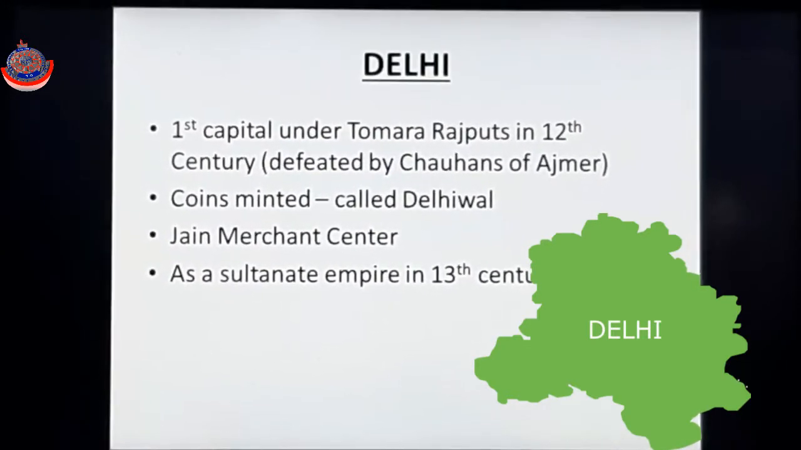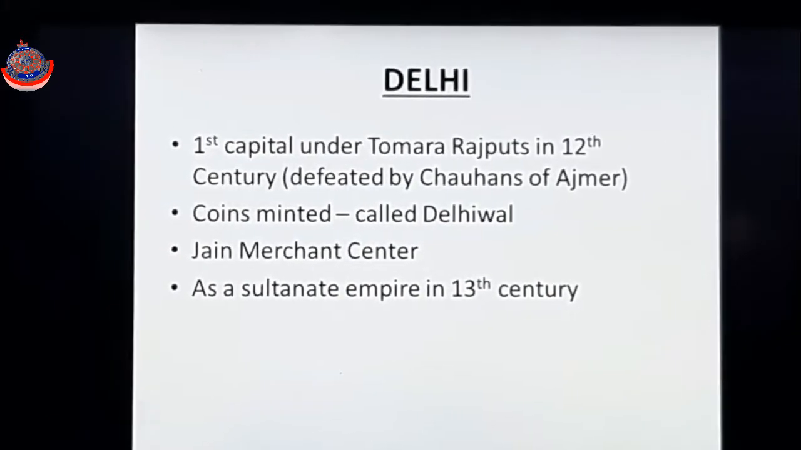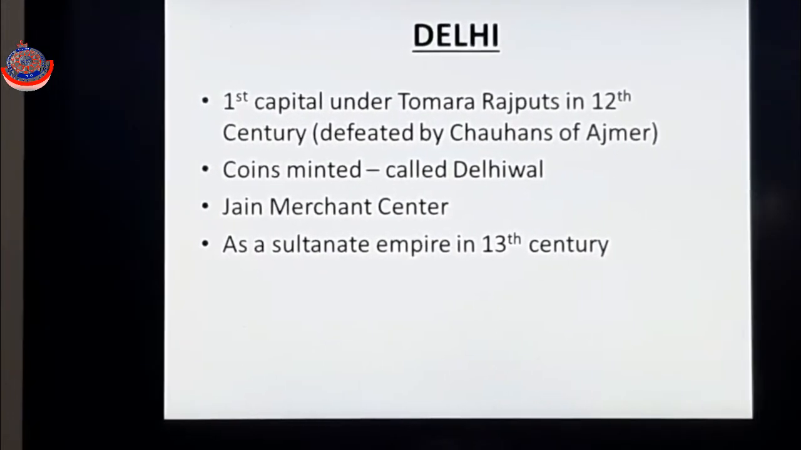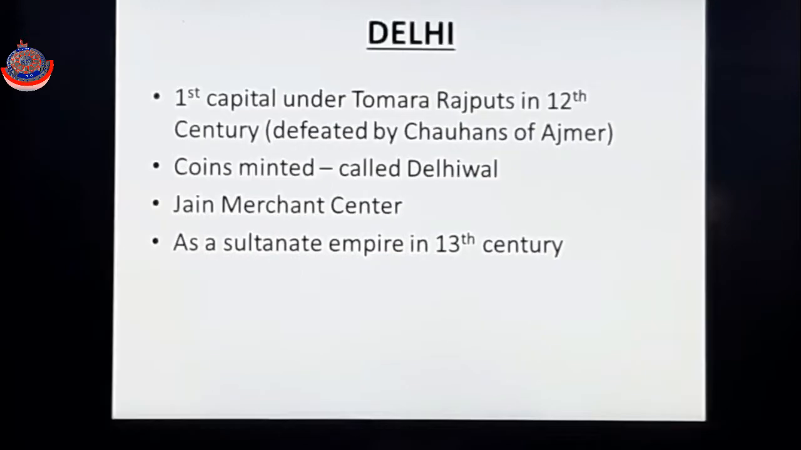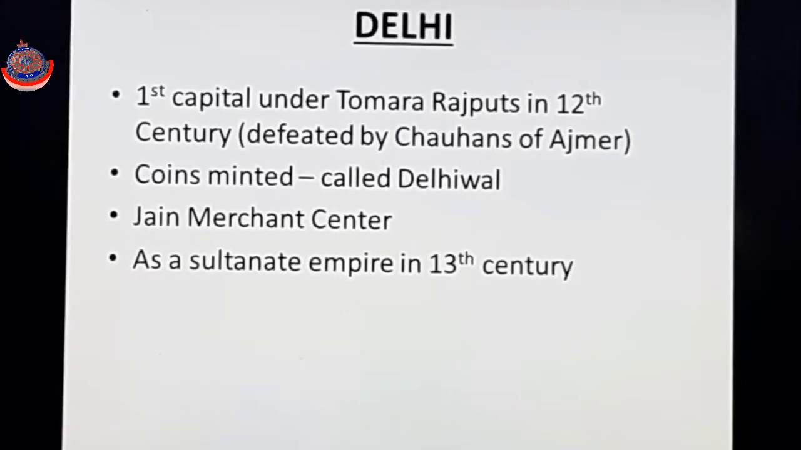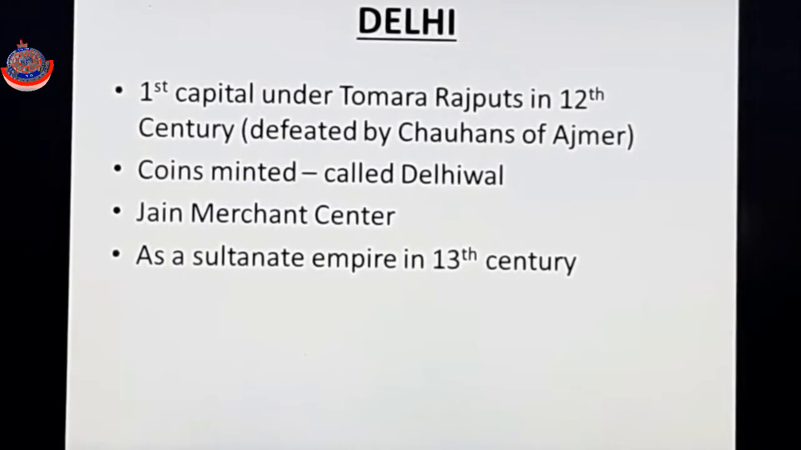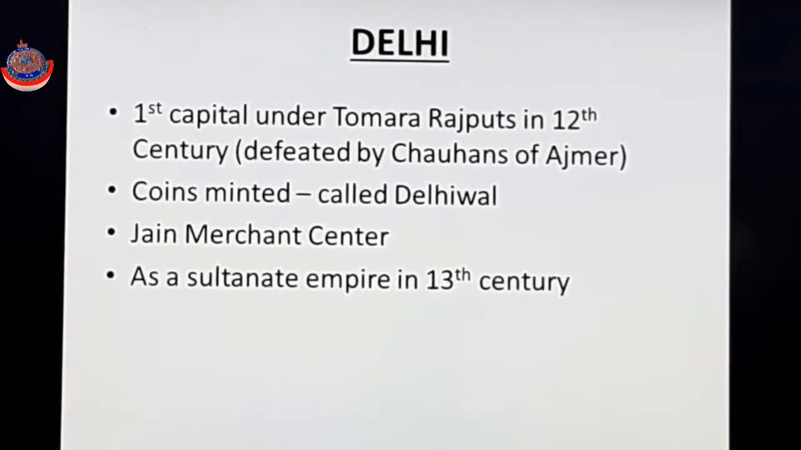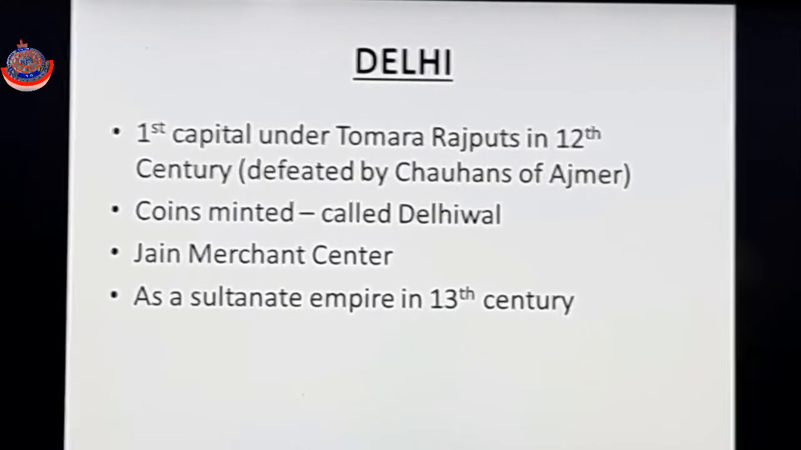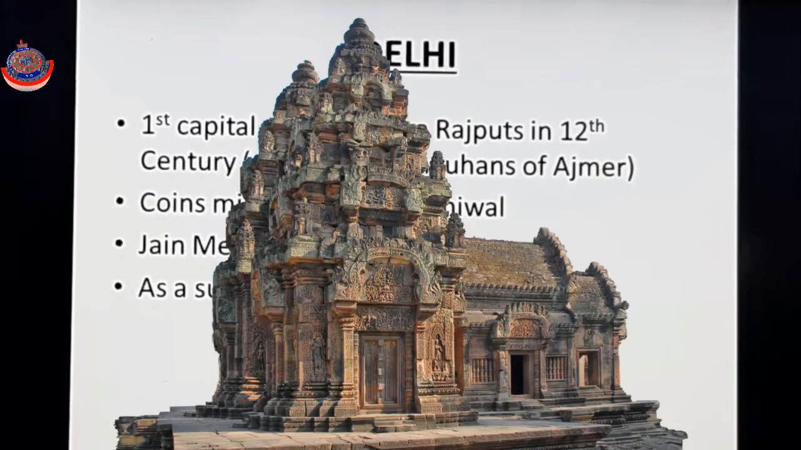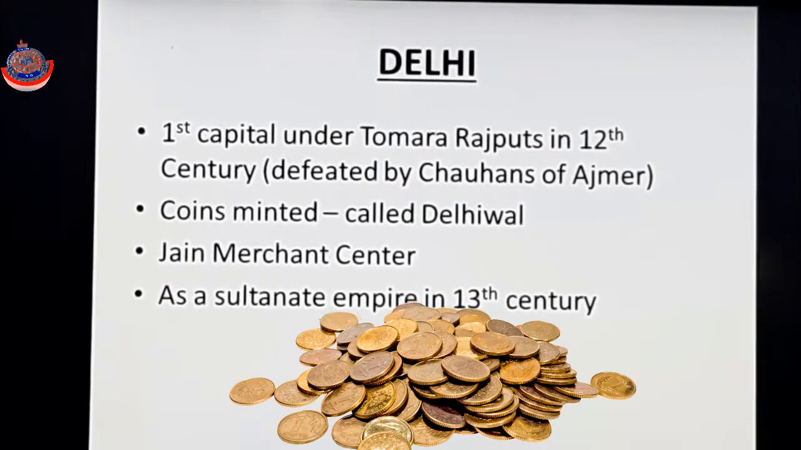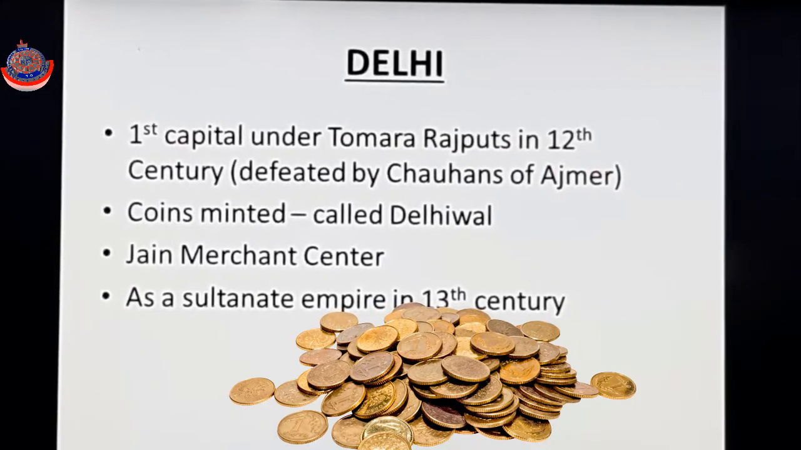Delhi first became the capital of a kingdom under the Tomar Rajputs, who were defeated in the middle of the 12th century by the Chauhans of Ajmer. It was under the Tomars and Chauhans that Delhi became an important commercial center. Many rich Jain merchants lived in the city and they also constructed many temples. Coins were also minted here. They were called Dehliwal.